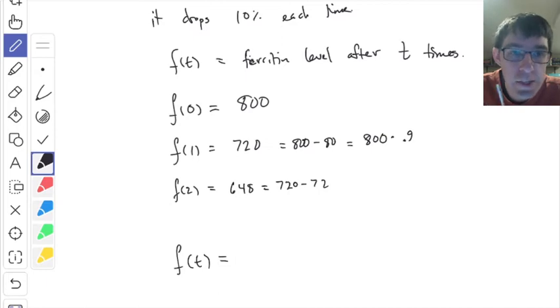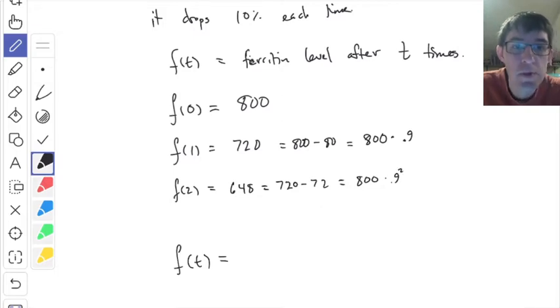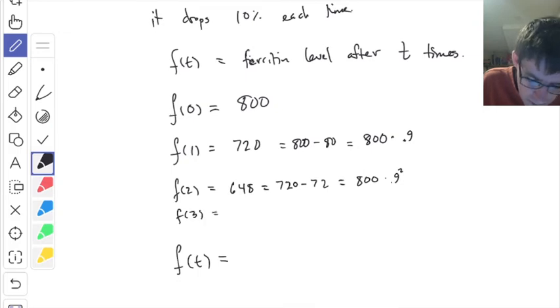And that is actually easier to translate into a formula. So for f of 2, we multiply by 0.9 again. In fact, you could write it this way: 800 times 0.9 to the power 2, because it comes from the previous value, and then you multiply by 0.9 again. So what's f of 3? It is 800 times 0.9 to the power 3.